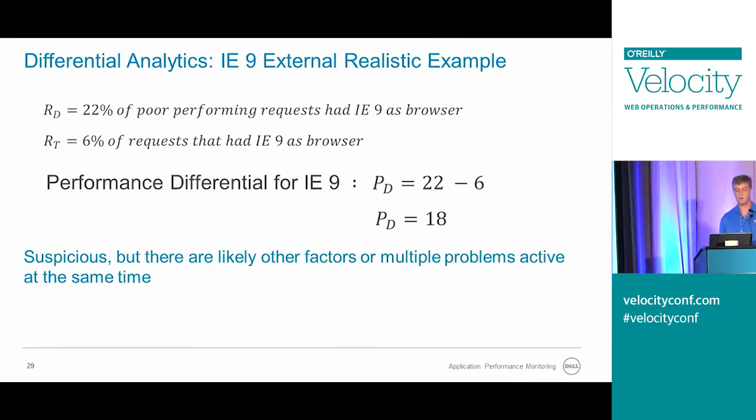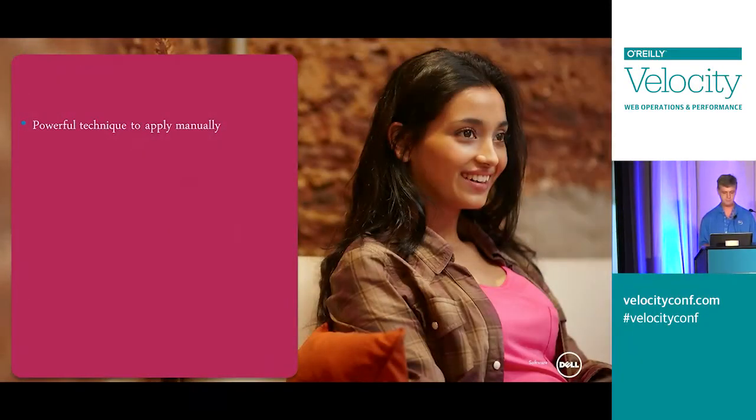So a more realistic external example is probably not going to be that cut and dry. So maybe it's 22% and 6%. We still come up with a positive number here, a correlation of 18. So it deserves some attention, but there's probably something else going on too. Maybe it's IE9 on a particular URL or on a particular server. There's something going on here. But it helps focus your attention on the things that need attention. So this is a really powerful technique to apply.